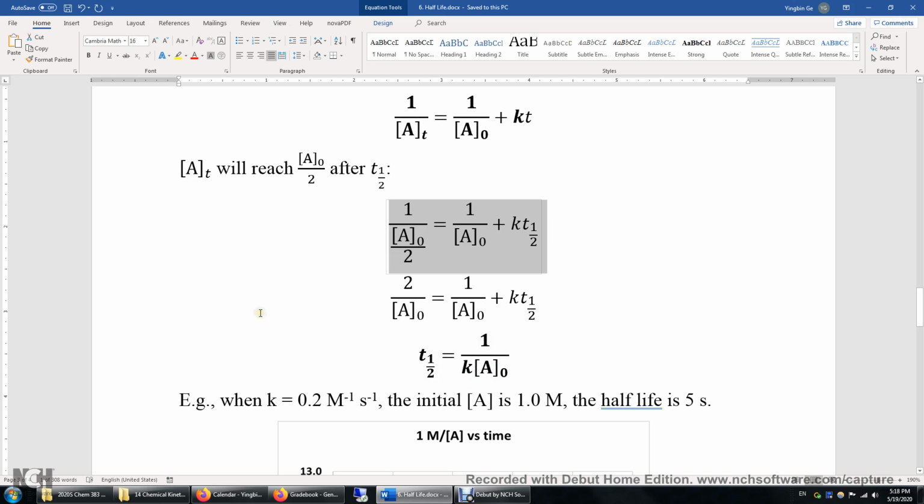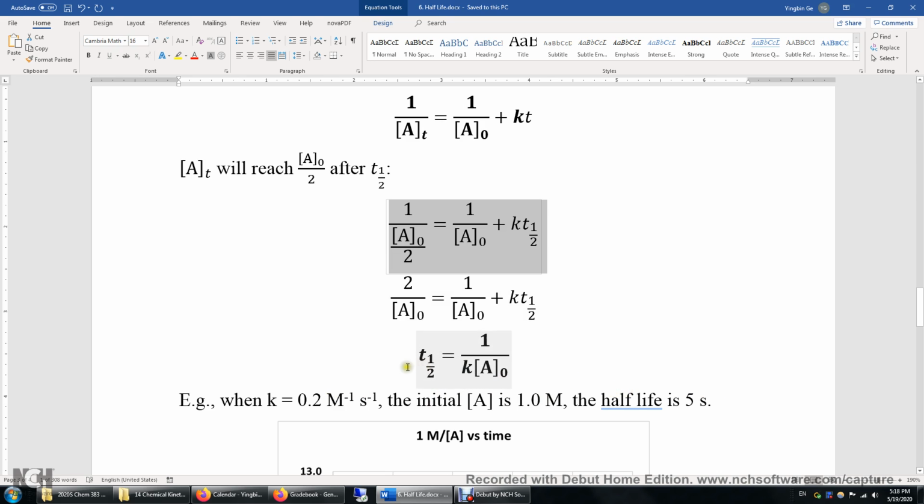And then we can plug in some numbers. If k is 0.2 molar to the power of -1, second to the power of -1, and if the initial concentration of A is 1.0, the half-life is 1 over 0.2 times 1, that's 5 seconds.